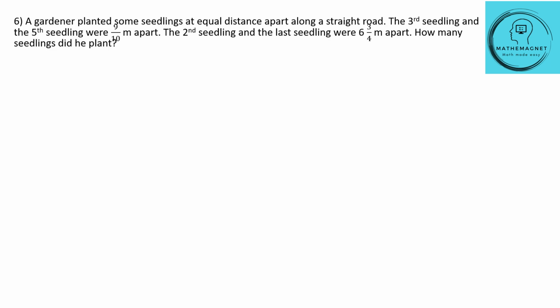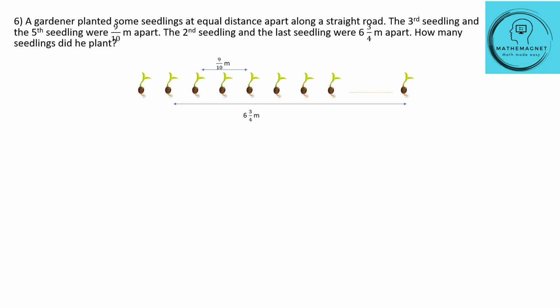Let's look at the next question. A gardener planted some seeds at equal distance apart along a straight road. The third seedling and the fifth seedling were 9/10 meters apart. The second seedling and the last seedling were 6 and 3/4 meters apart. How many seedlings did he plant? Now let's look at it in a figurative way. So assume these are the seeds that the gardener has planted, and they are saying the distance between the third and the fifth is 9/10 meters.